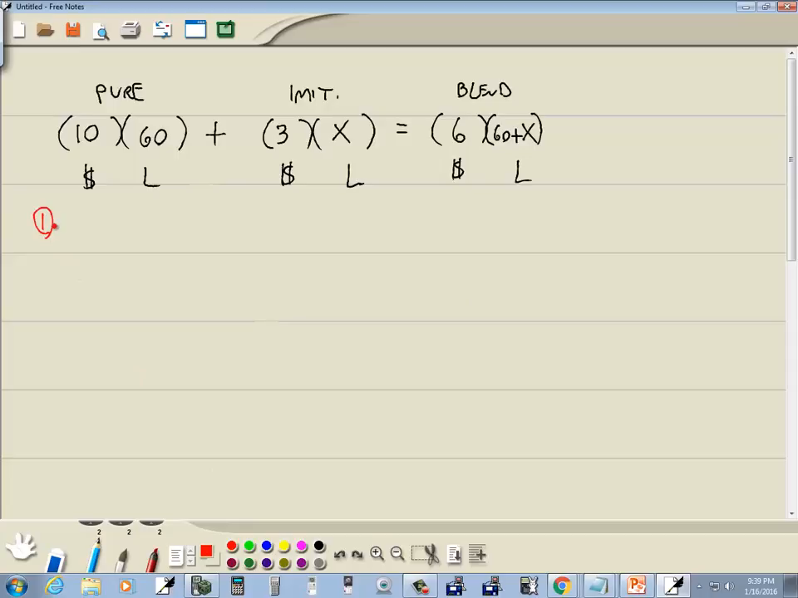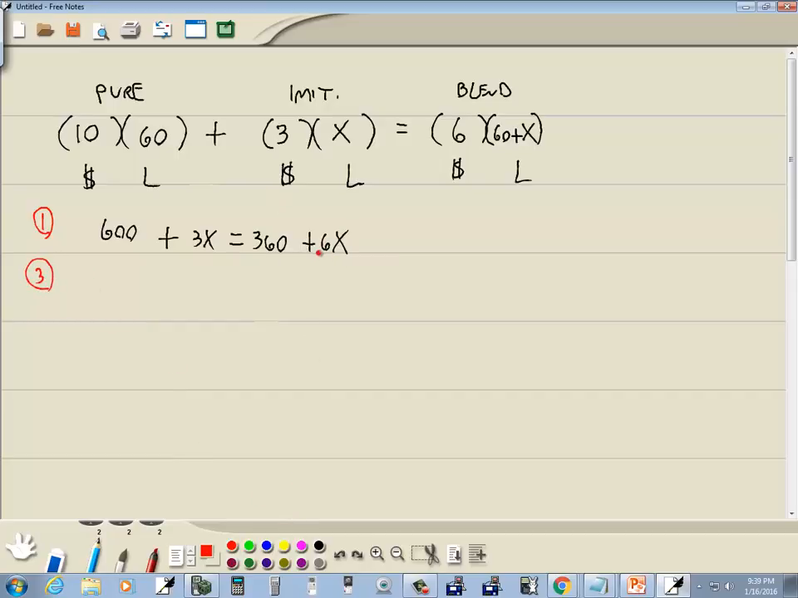Get rid of parentheses. 10 times 60 gives us 600. Plus 3 times X is 3X. And over on the right side, we'll use the distributive property. 6 times 60 is 360, and 6 times X gives us 6X. Step 2. Get rid of fractions. Don't have any.